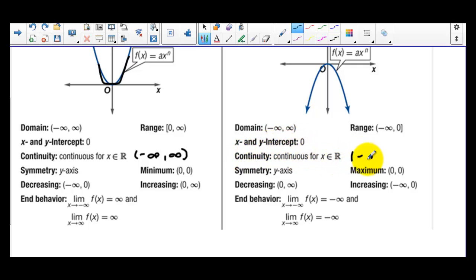Continuity, again, is negative infinity to infinity. It's continuous everywhere. Symmetry is, again, the y-axis. The maximum value is now 0, 0. This function is decreasing from 0 to infinity and increasing from negative infinity to 0. And the negative infinity is actually this one. It's the x values. So from negative infinity to 0, this function is increasing. The end behavior is the limit as x approaches positive infinity or negative infinity. Both are going to be negative infinity.